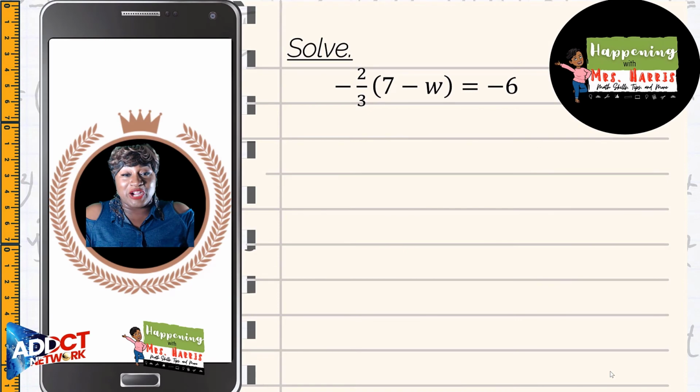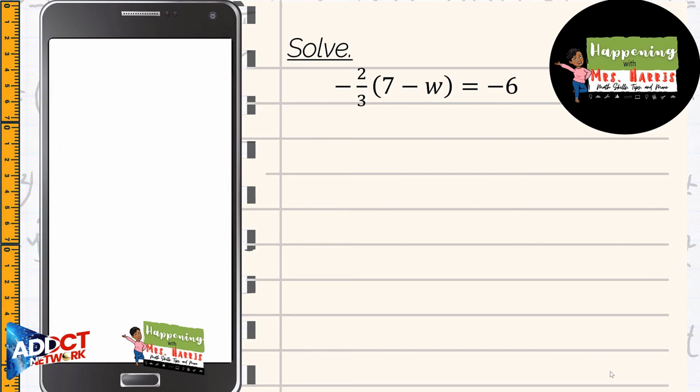Now it's your turn. Solve. Negative 2/3 times the difference of 7 minus w equals negative 6. I know you got it. Let's go.